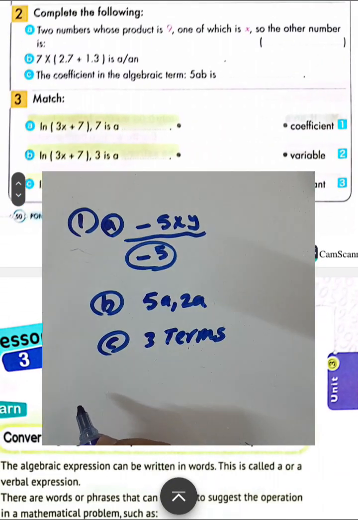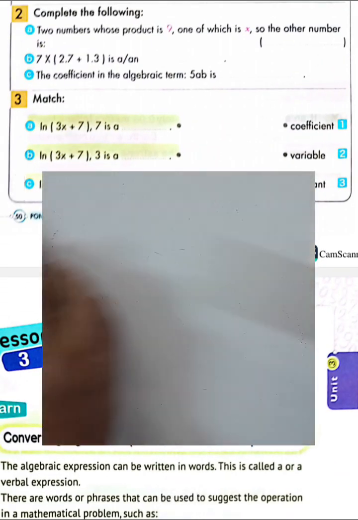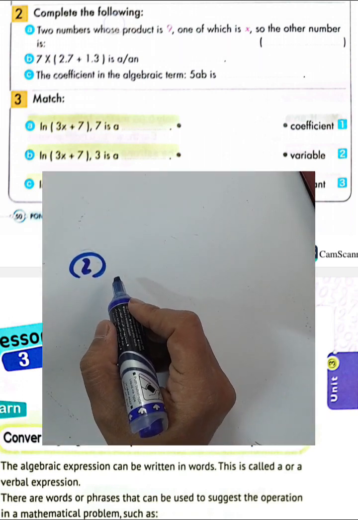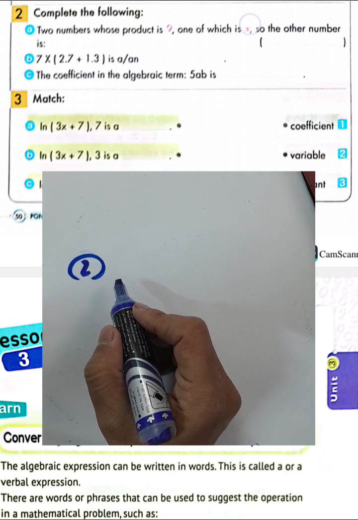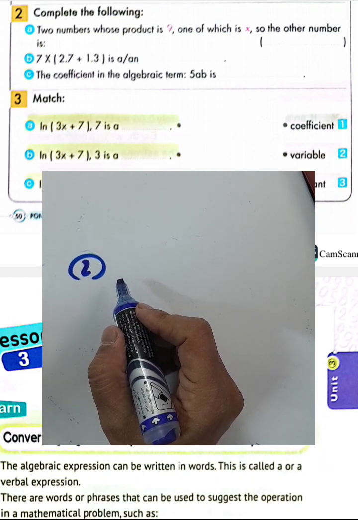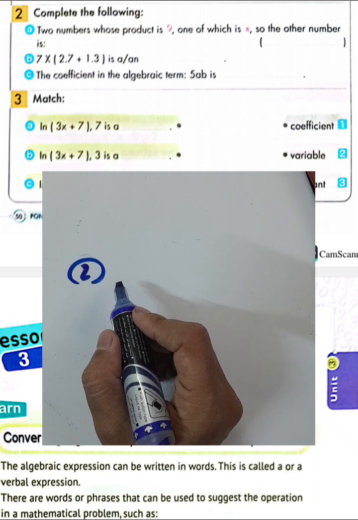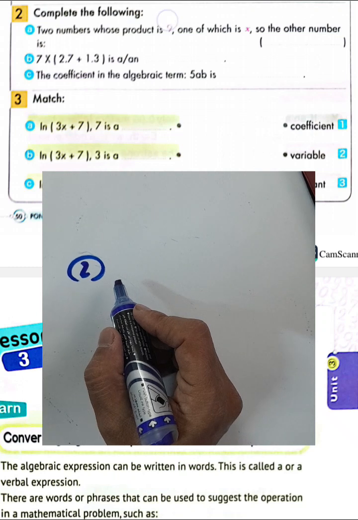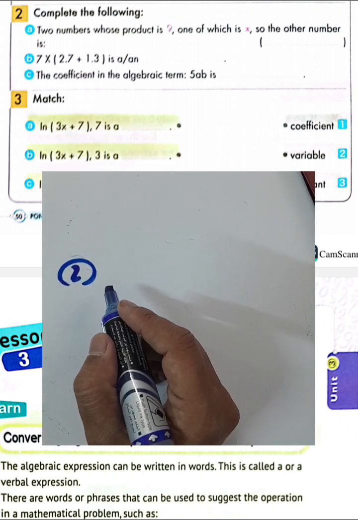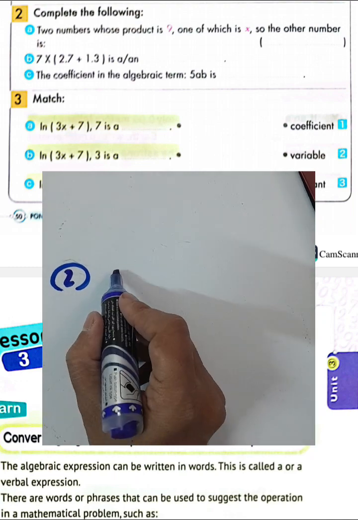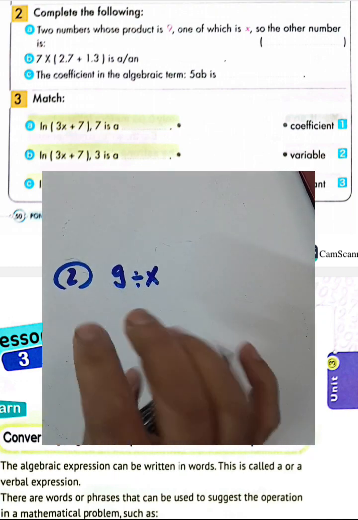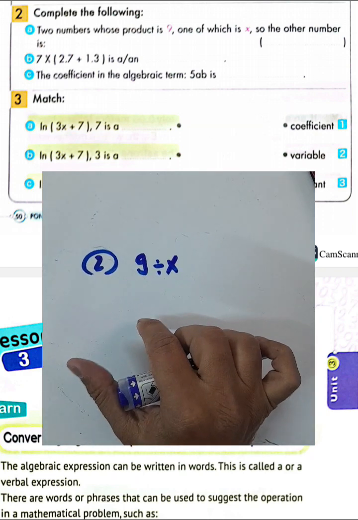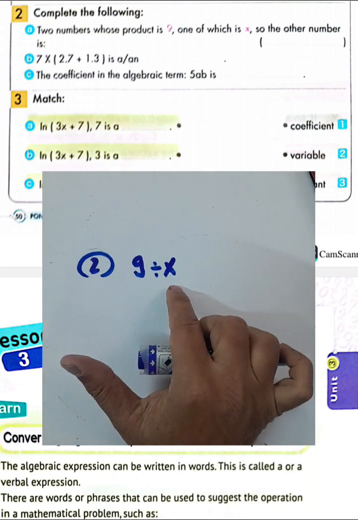Question number 2. Complete the following. Two numbers whose product is 9, one of which is x. So the other number is what? We can find it by dividing, because the product of them is 9. The first number is x, so the next number will be 9 divided by x. Okay, because the product of two numbers is 9 and the first is x, then the other number will be 9 divided by x.